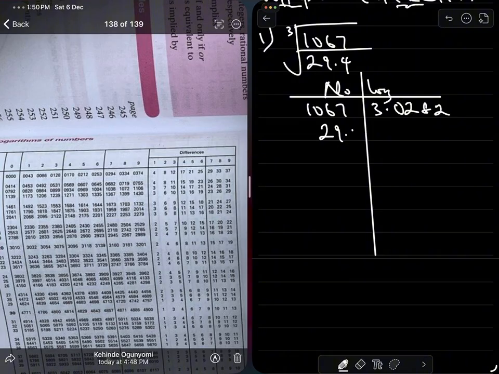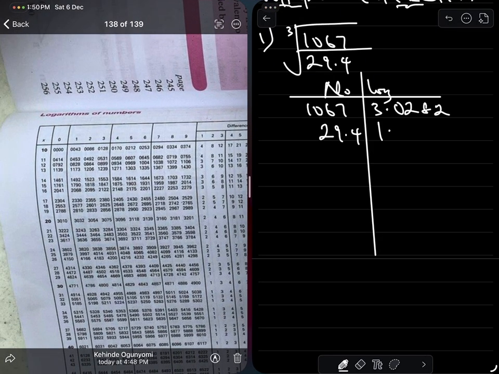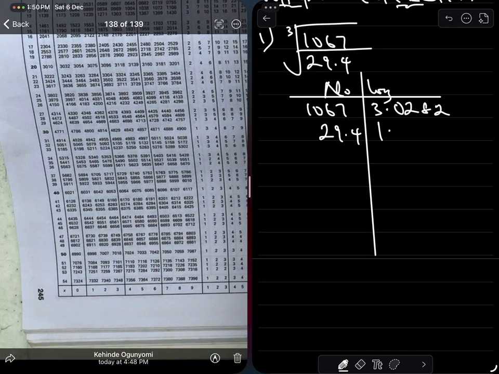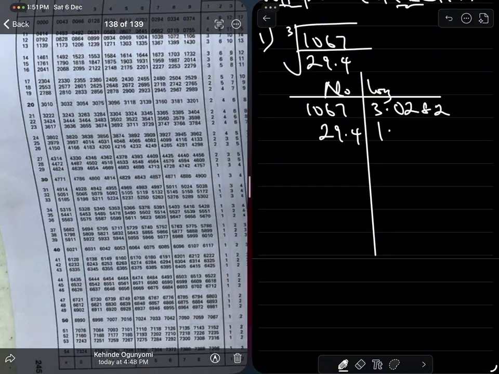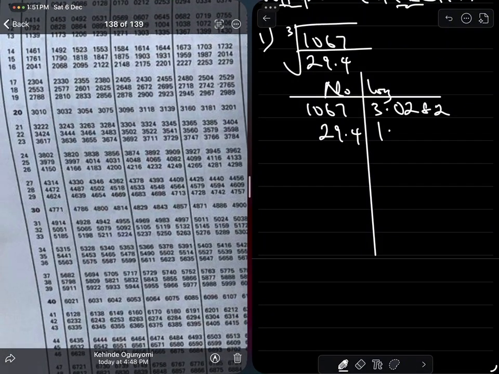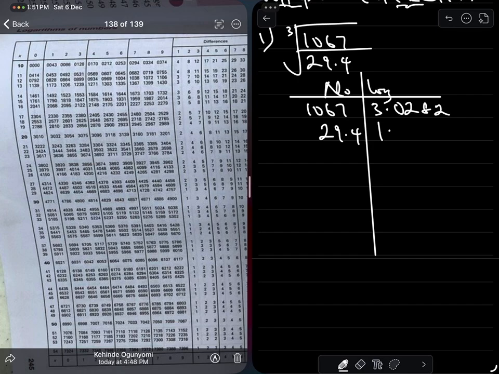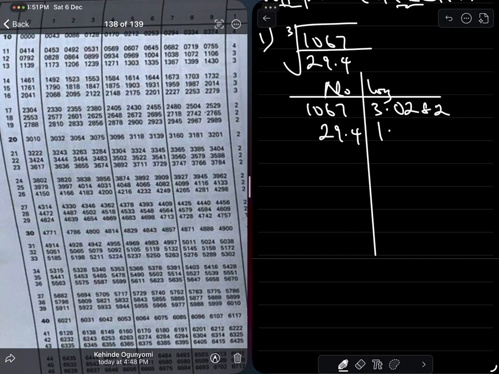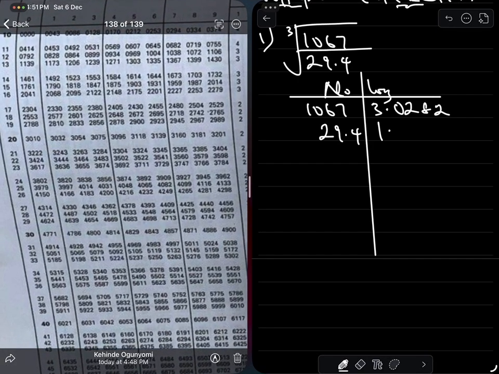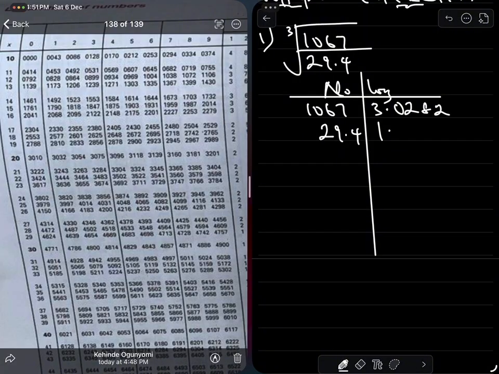29.4. What's the characteristic of the logarithm of this number? 1. So we have 1 point. What are we checking? 29 under 4. Let's go to that. Check. What's 29 under 4?